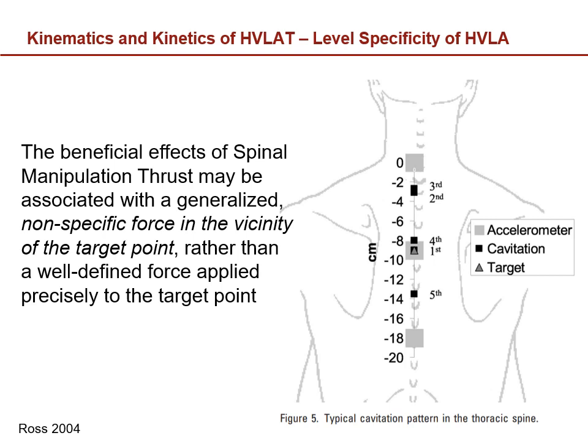So for clarity again, you can see the target segment denoted by the small triangle. You have the accelerometers. There's 3 of them placed along the spine here. And then you actually have the location of the cavitations. And you can see that despite the 4th vertebra being the target segment here, the individual cavitated all the way up to almost a CT junction at times.